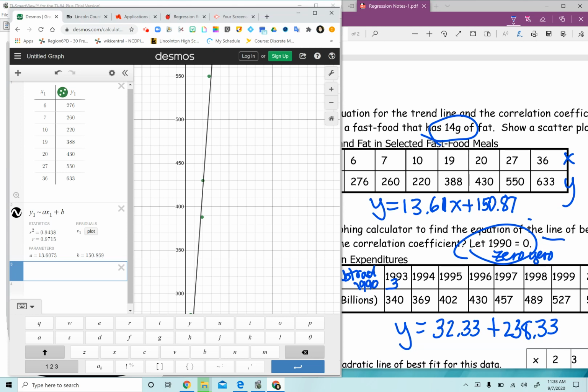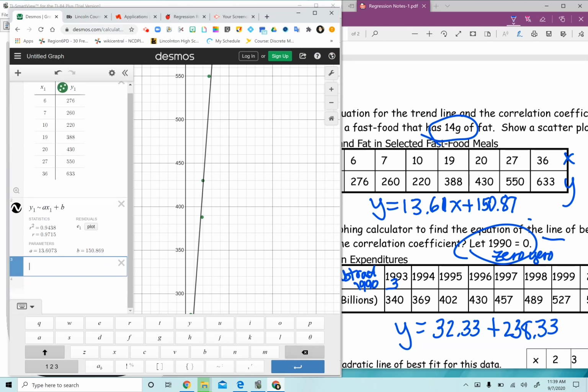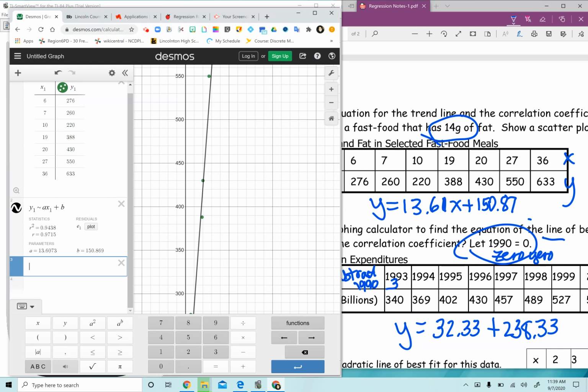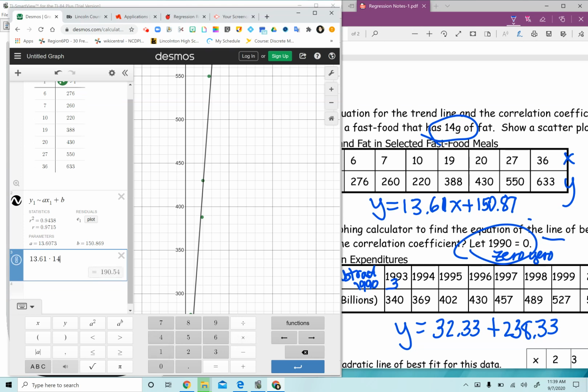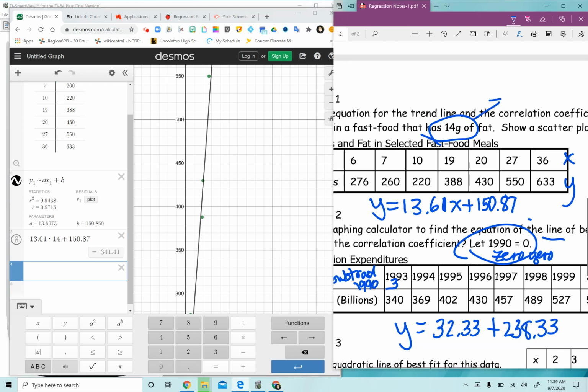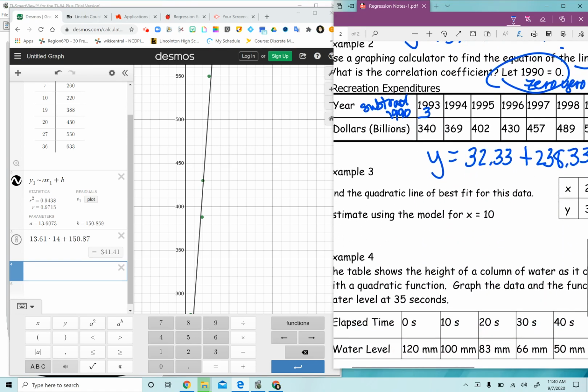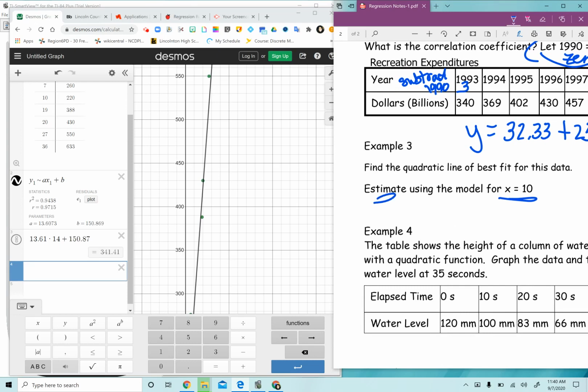Well, basically what you would do is you take the numbers that are there. You could say 13.61 times 14 plus 150.87. And you'll see on the screen, that's about 341 calories for that one. This one didn't ask us to predict, so that would be all we would do for that one. This one has a prediction and estimate, so we would do this.